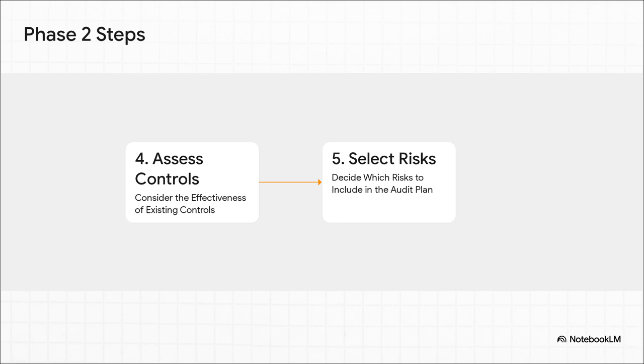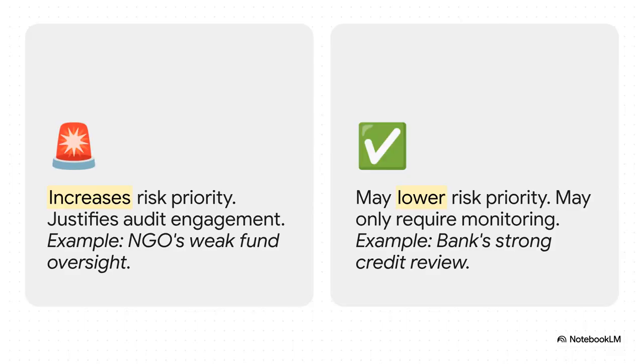I mean, why would we commit to a full audit if there are already great controls in place that are effectively managing the risk? We have to check that first. And you can see here just how much of an impact this has. Weak controls, like the NGO's weak fund oversight, basically scream, "audit me," and drive the risk priority up. But strong controls, like the bank's solid credit review process, might lower a risk's priority, maybe even to just monitor only. This all leads to the big decision in step 5, selecting the risks.